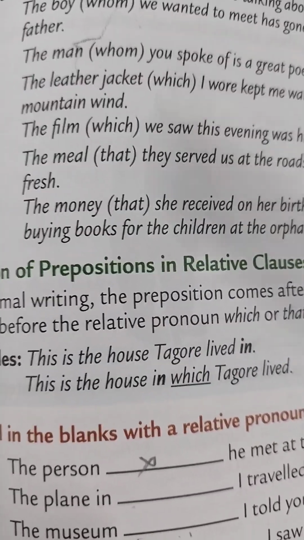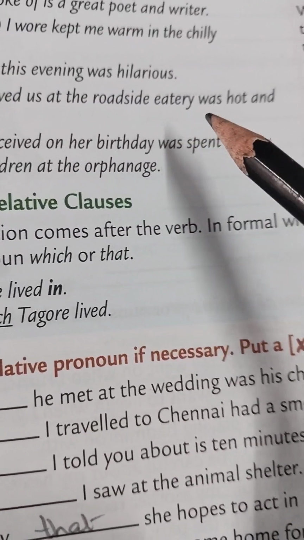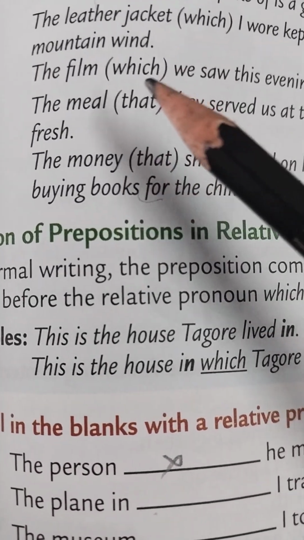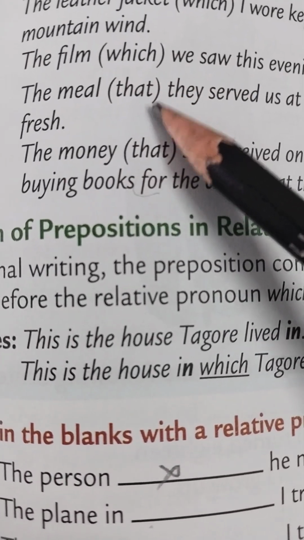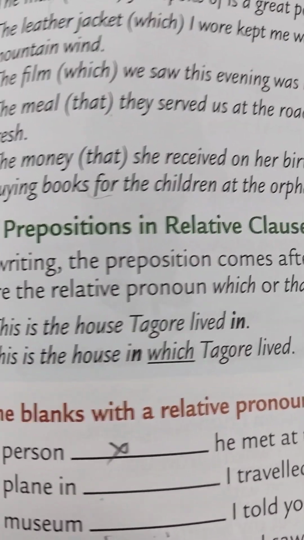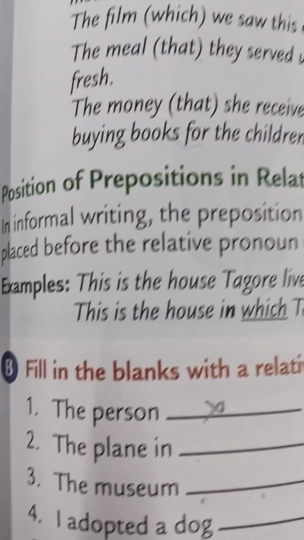Okay. The meal that they served us at the roadside eatery was hot and fresh. So in this we can omit the relative pronoun that, and we can write the sentence as: the meal they served us at the roadside eatery was hot and fresh.